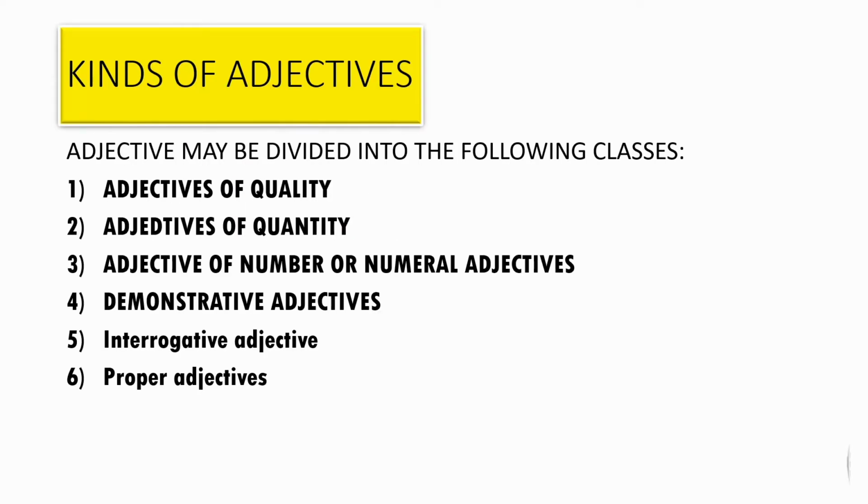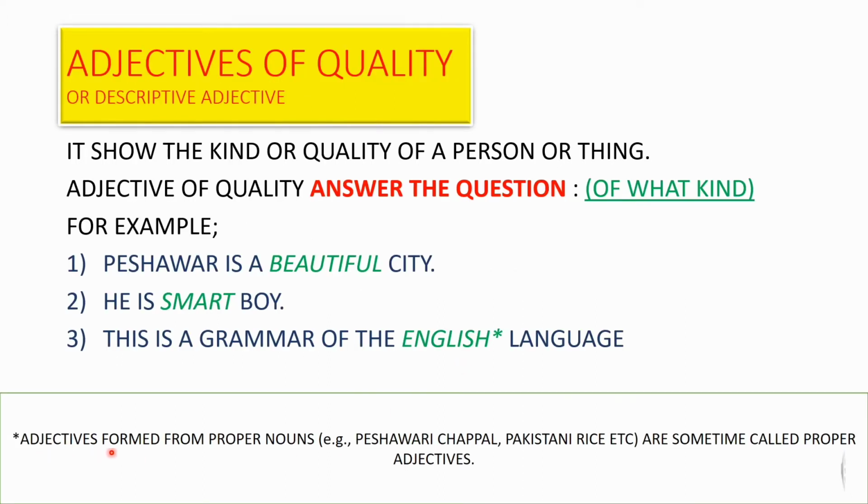Now moving toward the second topic of today's discussion, which is kinds of adjectives. Adjectives may be divided into the following classes. Now coming to the first kind of adjective, which is adjective of quality or descriptive adjective. This kind of adjective describes the kind, quality or state of a noun. It shows the kind or quality of a person or thing. So an adjective of quality answers the question what kind.